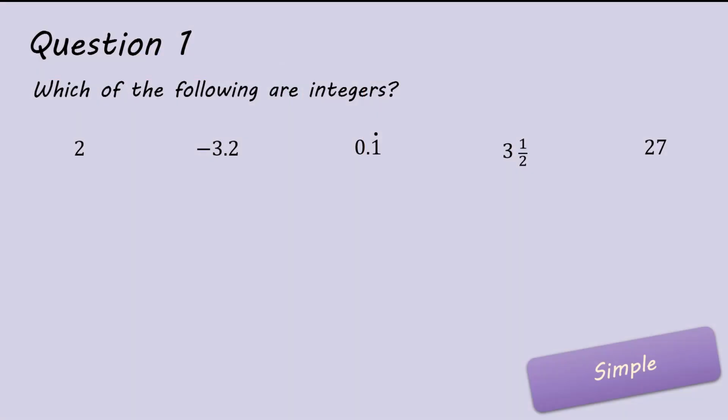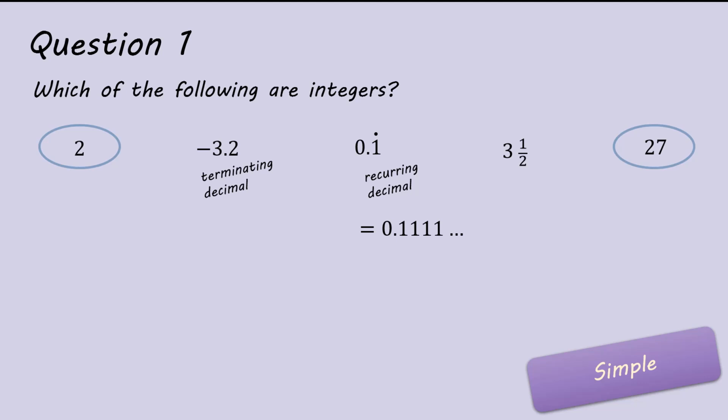Let's take a look at some examples. Question 1. Which of the following numbers are integers? 2, minus 3.2, 0.1 recurring, 3.5, and 27. The integers are 2 and 27 because they are whole numbers. Minus 3.2 is a terminating decimal, 0.1111 and so on is a recurring decimal, and 3.5 is a mixed number. We'll look at these types of numbers in a bit more detail in another video.